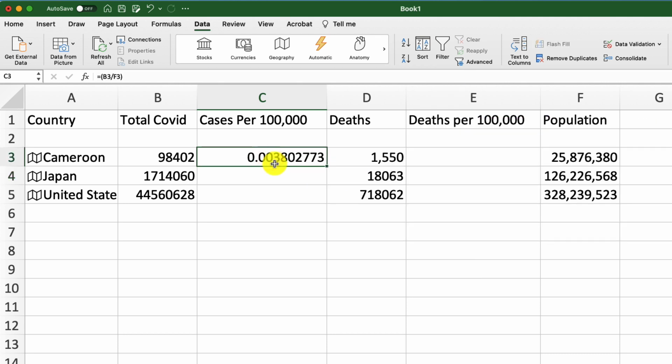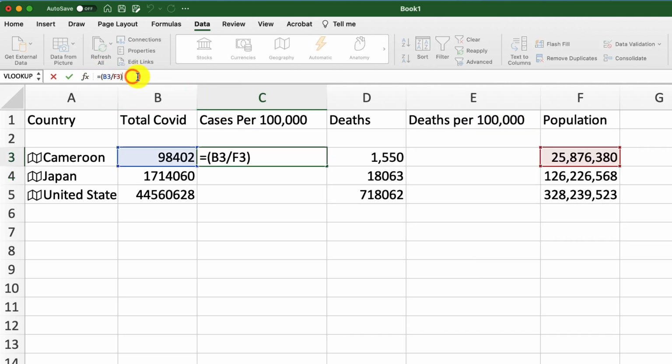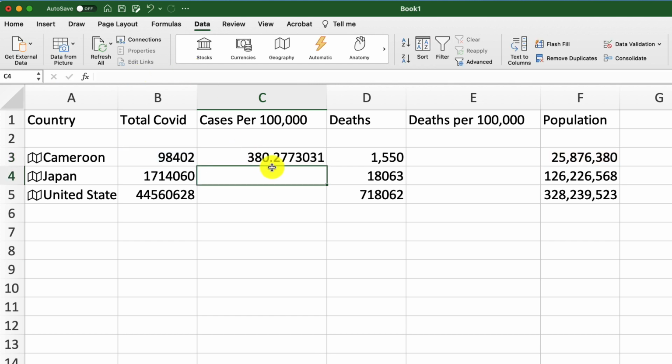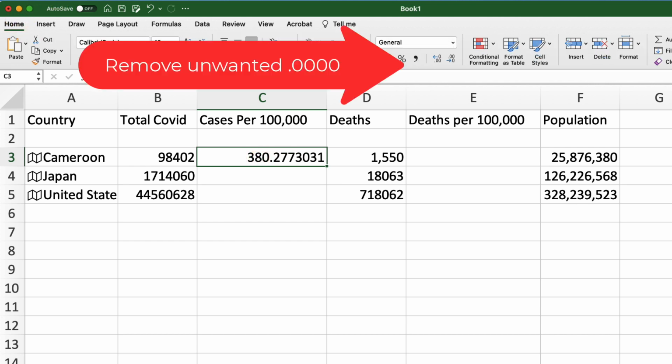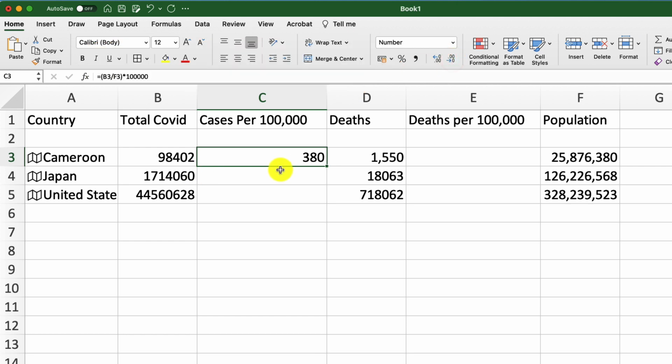So let's make it 100,000. And I'm going to take this and times 100,000. And now I get about 380 people out of 100,000. And 0.277733 doesn't help me so much. So I'm going to remove those. And I'm going to go up here and click, click, click, click, click, click, click. So about 380 cases per 100,000.